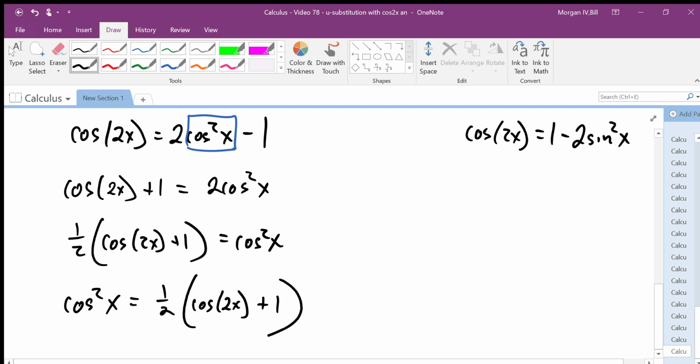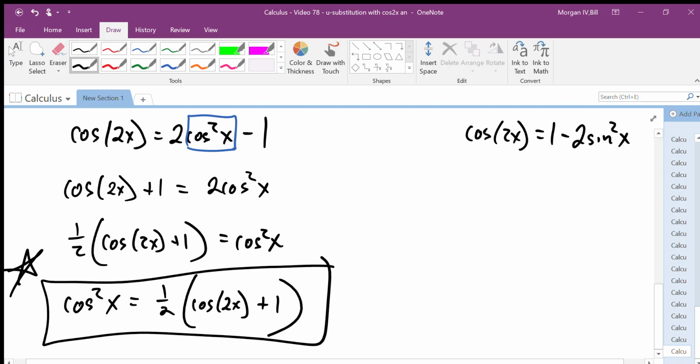Please don't try to distribute that 1/2 and say that 1/2 times cosine of 2x is just cosine x. The 1/2 coefficient does not cancel with the inside 2x there. That's the cosine of the angle 2x. So we're just going to leave it like this for now. So big star on that one.